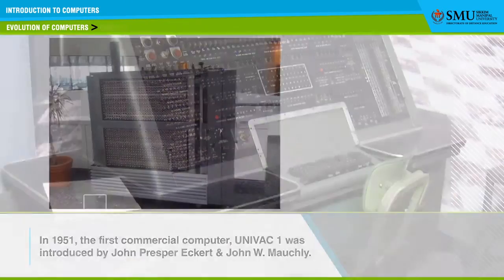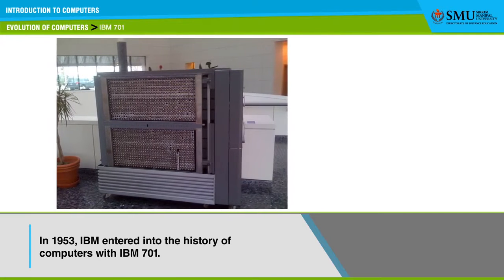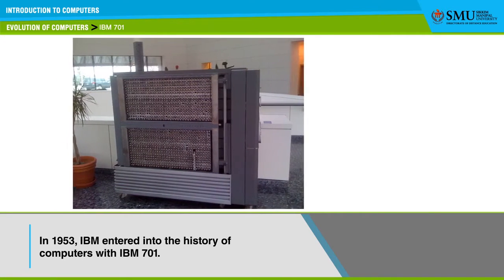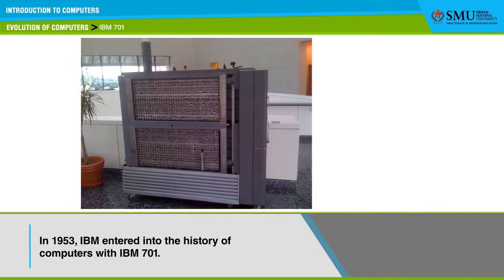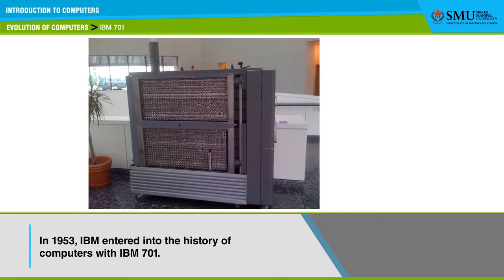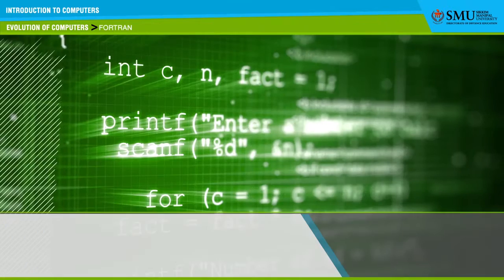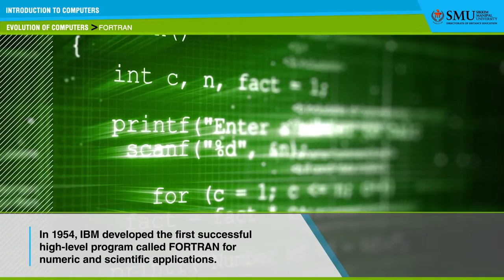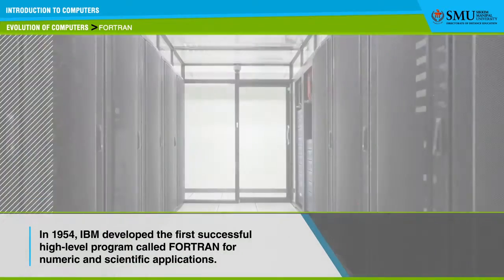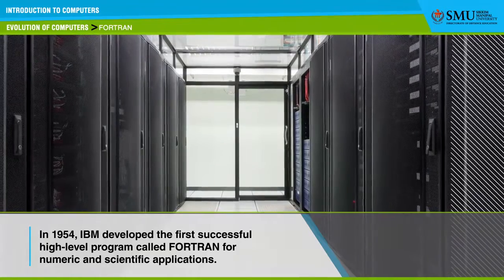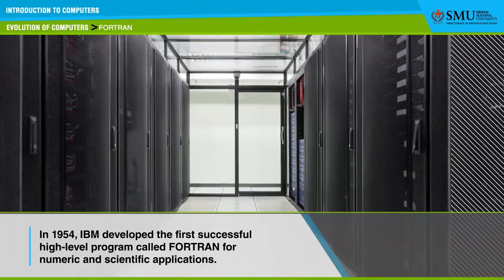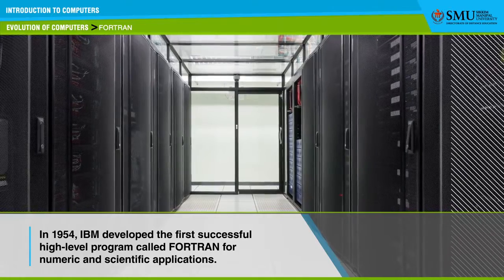In 1953, IBM entered into the history of computers with IBM 701. It is the first scientific computer based on advanced architecture. In 1954, IBM developed the first successful high-level program called Fortran for numeric and scientific applications. It is a popular language in high-performance computing and used as a benchmark to rank supercomputers.